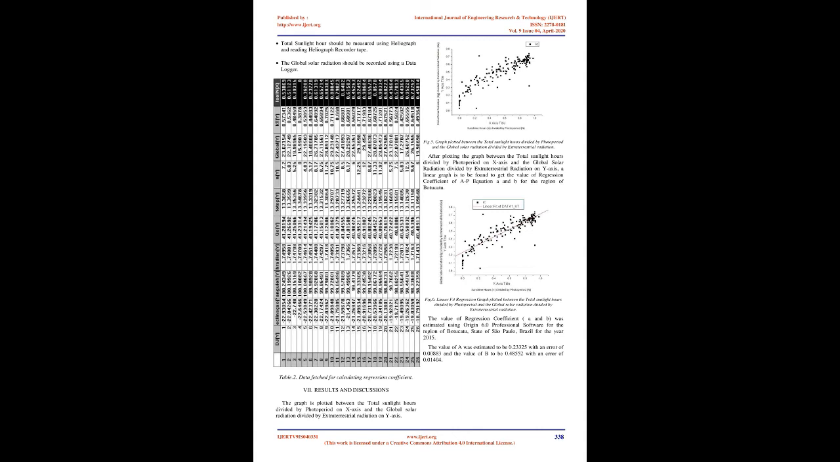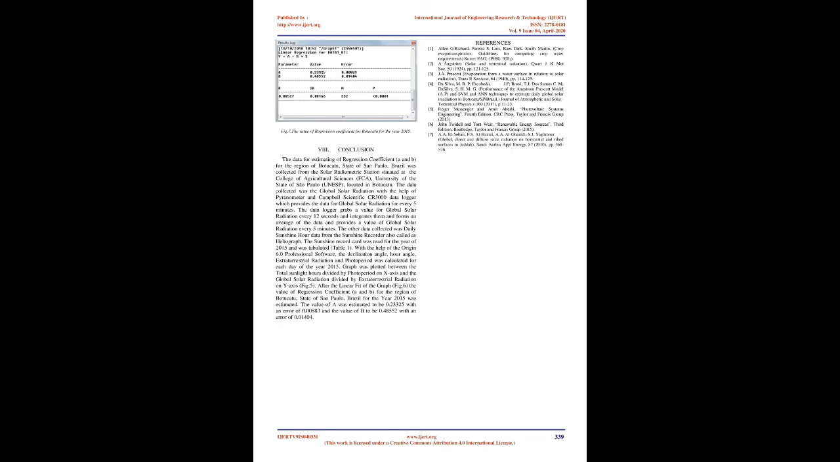radiation. After plotting the graph between the total sunlight hours divided by photoperiod on the x-axis and the global solar radiation divided by extraterrestrial radiation on the y-axis, a linear graph is to be found to get the value of regression coefficients of the AP equation, A and B, for the region of Botucatu. Fig. 6, linear fit regression graph plotted between the total sunlight hours divided by photoperiod and the global solar radiation divided by extraterrestrial radiation. The values of regression coefficients A and B were estimated using Origin 6.0 Professional software for the region of Botucatu, state of São Paulo, Brazil for the year 2015.